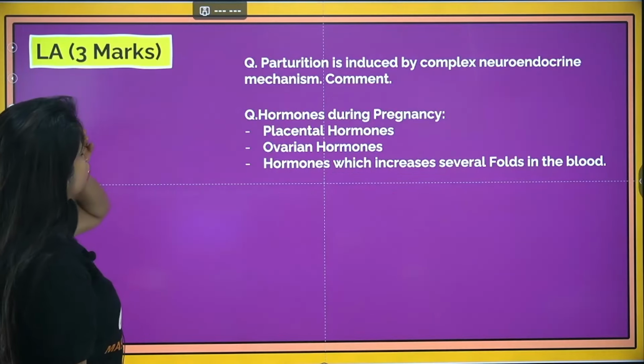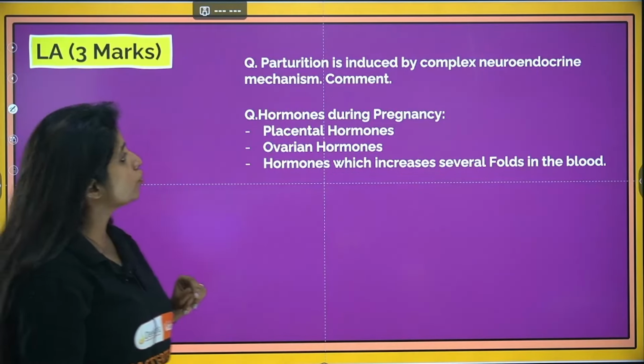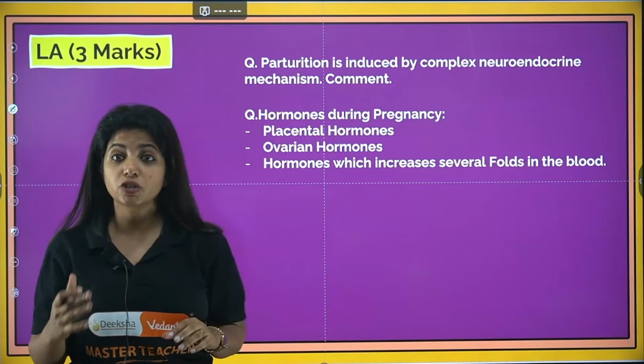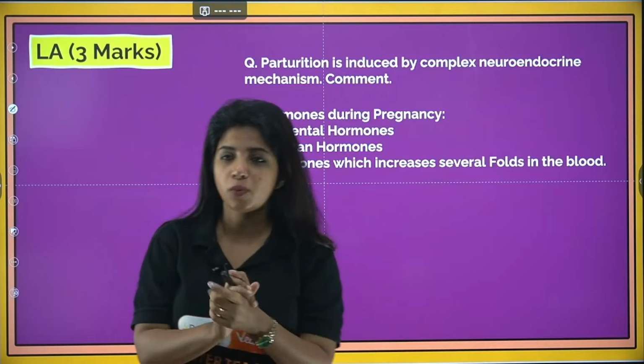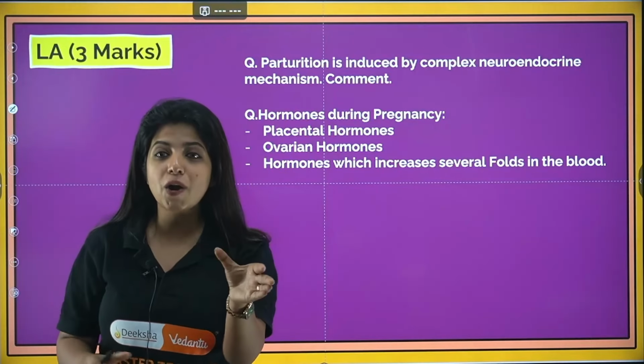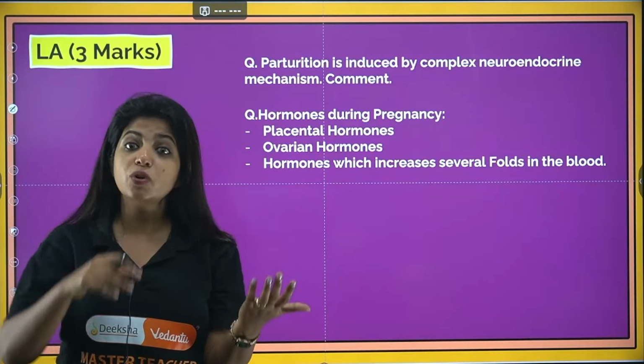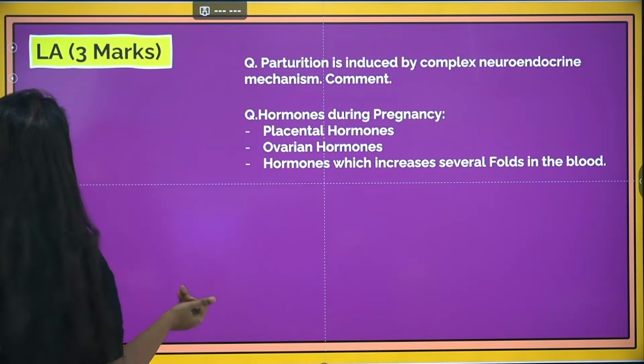Yes. Now, parturition is induced by a complex neuroendocrine mechanism. So how is parturition, meaning expulsion of the baby outside the human body, right? So how is it a neuronal and endocrinal mechanism? How neurons and the endocrine system, both of them are involved. So you have to talk about that.